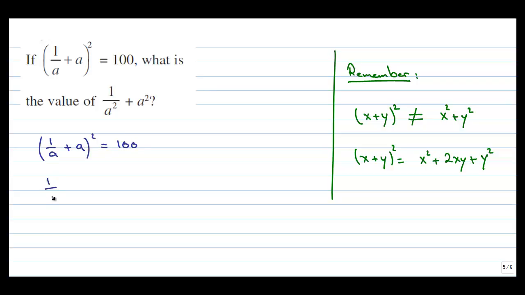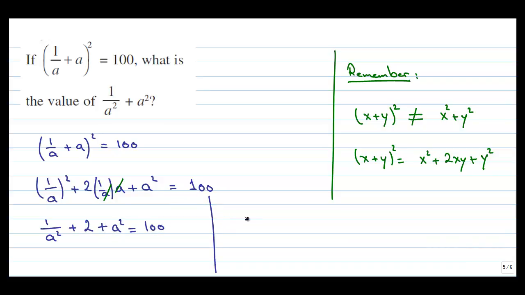the perfect square rule. So I'm going to square the first according to the rule, and I'm going to square the second, so it's going to be a squared. In the middle I'm going to write 2 times the first times the second, which is a, equal 100, and then we simplify. So we have 1 over a squared plus 2a times 1 over a, you cancel out a, and the answer is 2 plus a squared equal 100. Now here you move the constant 2 to the other side. Alright, so the answer will be 1 over a squared plus a squared equal 98, and this is the final answer.